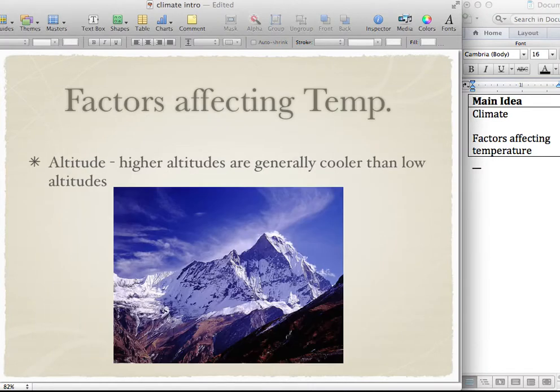The other big one being altitude, right? In general, a higher altitude is going to be colder than a lower altitude, right? So places that are high and mountainous are going to have colder temperatures than places lower and closer to sea level. And we know this because as you go up in elevation through the troposphere, temperatures get colder.